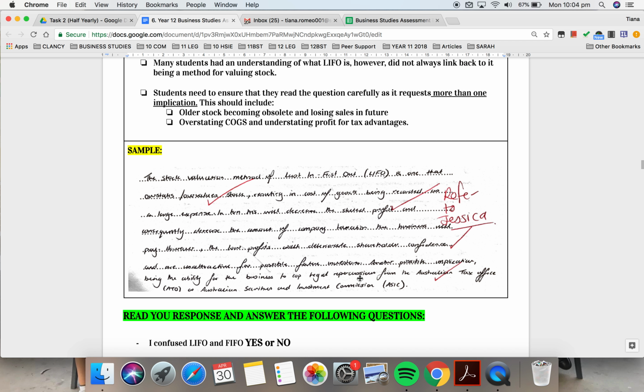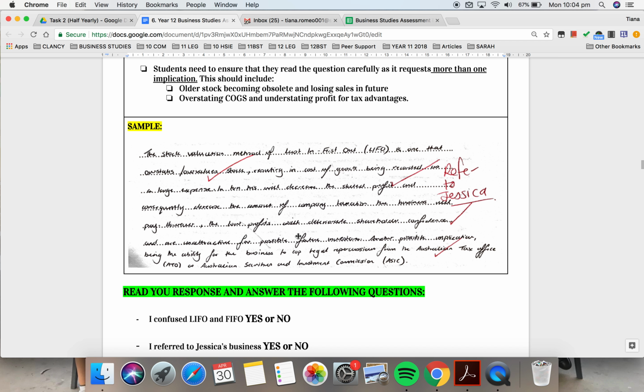So I provided an answer here, but again, not a perfect response. It didn't refer to Jessica, but it was detailed in showing implications. So the stock valuation method of last in, first out is one that overstates or overvalues stock, resulting in the cost of goods being recorded as a large expense. In turn, this will decrease the stated profit and consequently decrease the amount of company taxation the business will pay. However, low profits will deteriorate shareholder confidence and are unattractive for possible future investors.